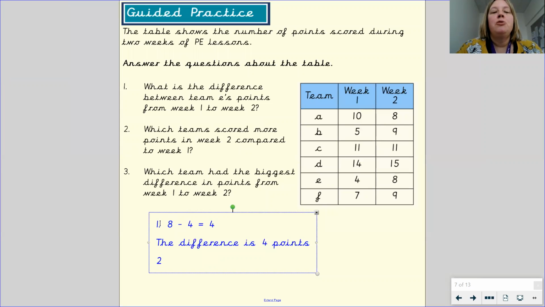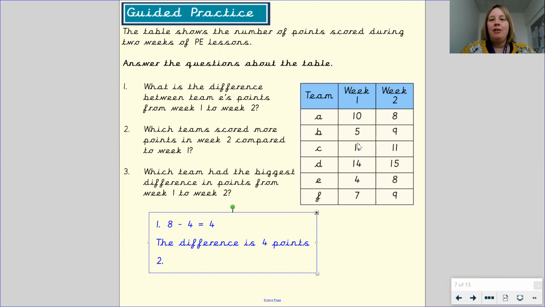Then I can have a look at question 2. Which teams scored more points in week 2 compared to week 1? So we've got to compare the scores that the teams got in each week to see which team scored more points in week 2. Let's look at Team A. Which is the largest number? 10 is the largest number. So they scored more in the first week.